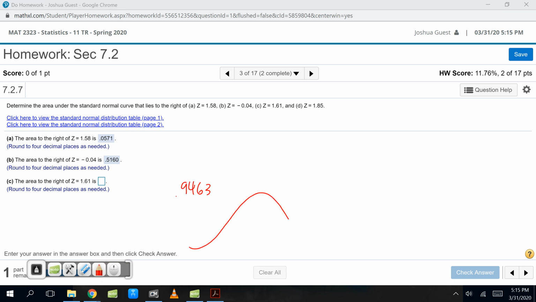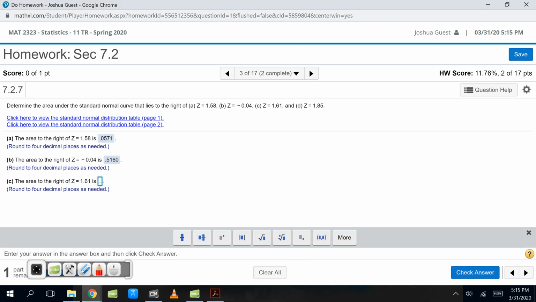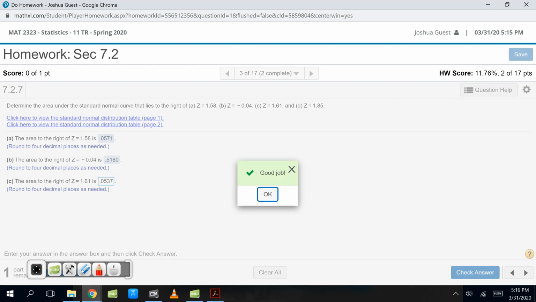So if we draw our normal curve here, and we talk about 1.61, then everything to the left is 0.9463. If we want the right, we do 1 minus 0.9463. That's 0.0537, I suppose, unless I've subtracted incorrectly. All right.